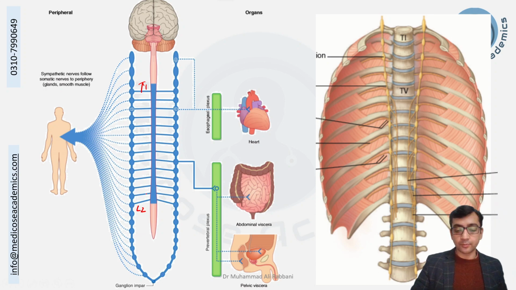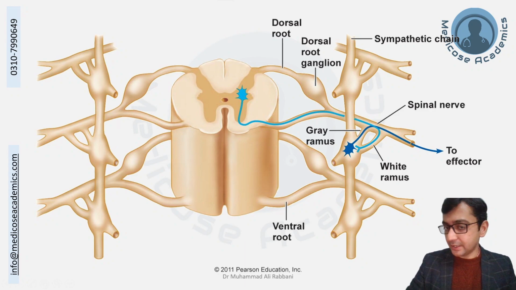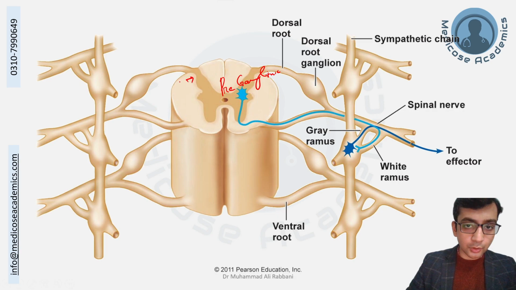Let's see how this whole system works. So this is the simplest, most basic arrangement, and I will label as we move along. This is called preganglionic. This preganglionic cell body is present in the lateral horn. This is the dorsal horn. This is the ventral horn. This is the lateral horn. So the preganglionic fibers are present in the lateral horn of T1 to L2.